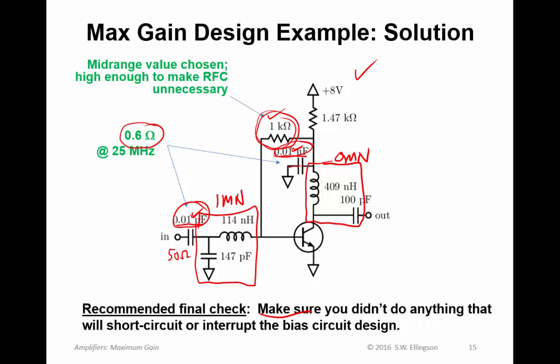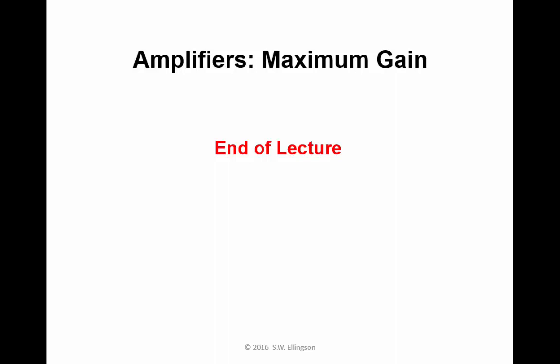So for example, here at DC, this is a short circuit, this is an open circuit. So at DC, the IMN just disappears as we need it to. And the output, this is a short circuit, this is an open circuit. Once again, the bias is doing the right thing. This concludes this lecture on design of maximum gain amplifiers.